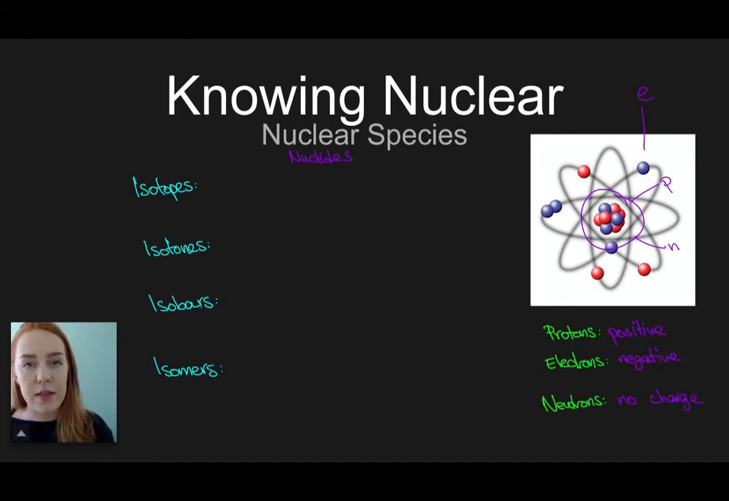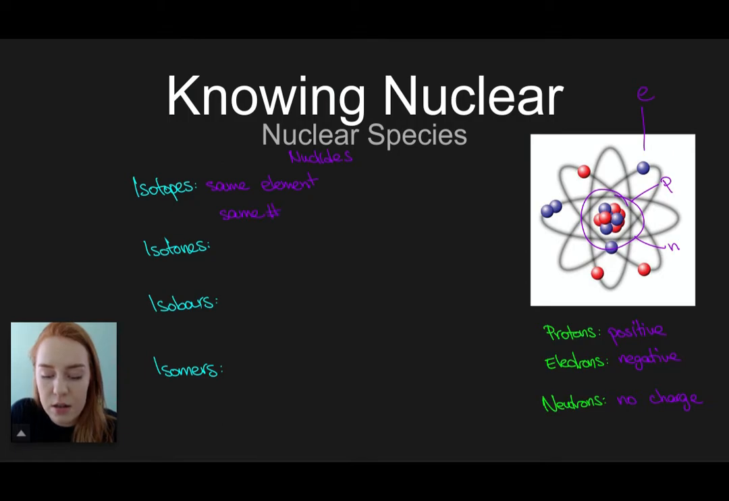Now let's take a look at the 4 different types of nuclear species we'll be talking about today. The first one, which is probably the one you've heard of, isotopes. These are the same element, but we have the same number of protons and different numbers of neutrons.